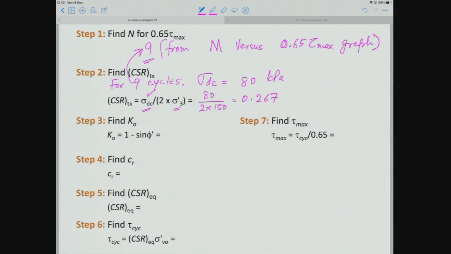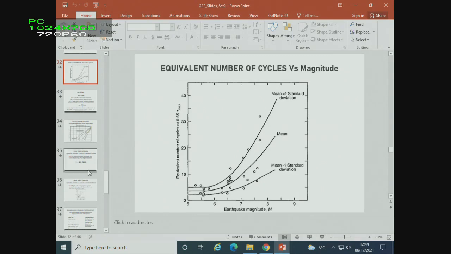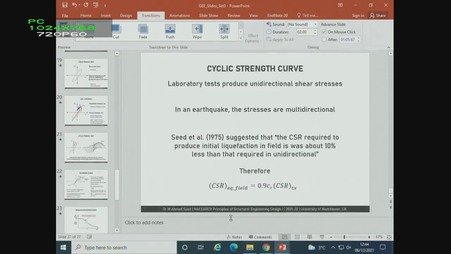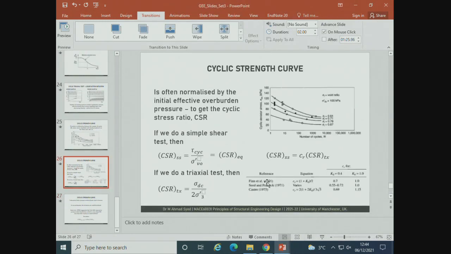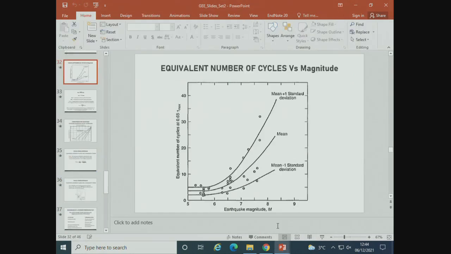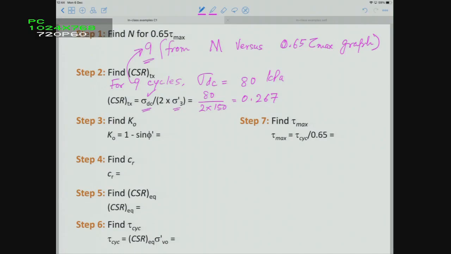Now K naught is 1 minus sin phi. Why am I looking for K naught? It is because I have to use a correction factor. So I have to use CR, and CR can be found by using this correction factor, and the correction factor has a component of K naught. So I'll be finding that K naught, and this is 1 minus sine of phi, where phi is 30 degrees.